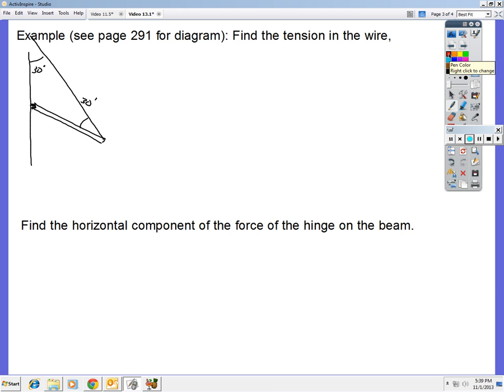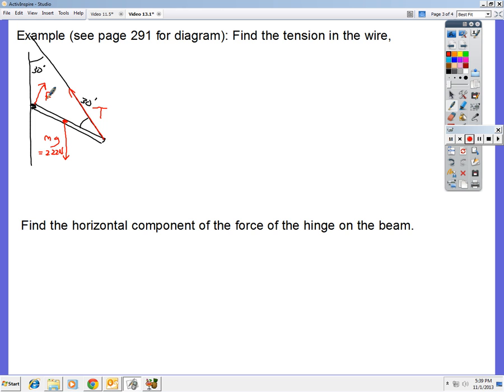So now let's draw the forces. Well, we have the weight force mg, which is 222 newtons, that acts at the center of the beam. We've got a tension force that acts at the end of the beam. And we've also got some force from the pivot that I'm just going to label F, and we really don't know the magnitude or direction of that force.